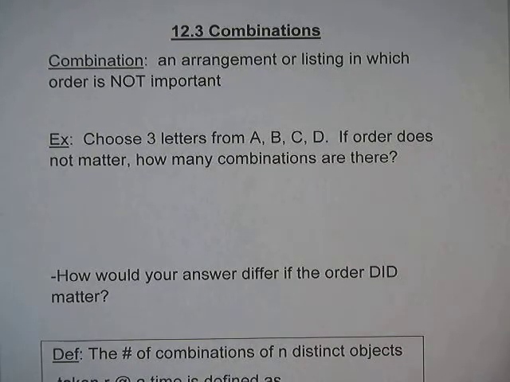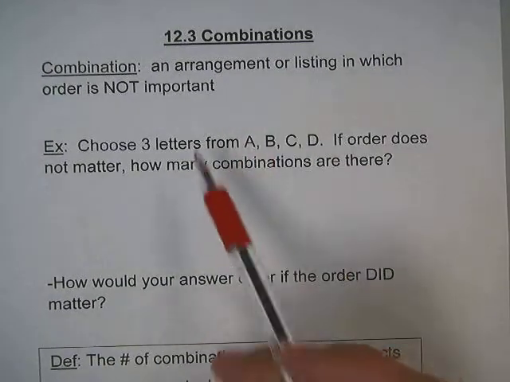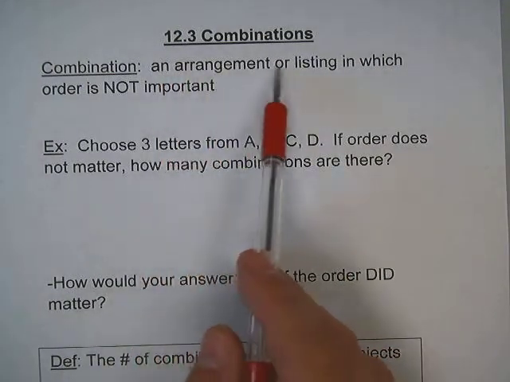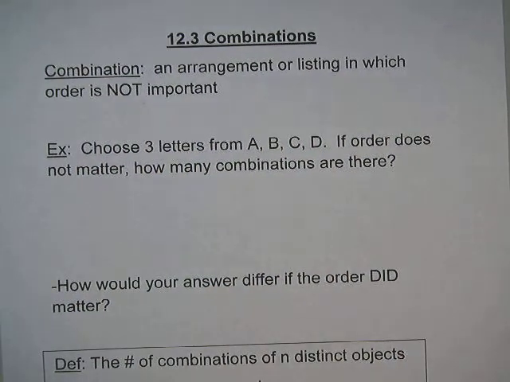So today we're going to talk about combinations. Okay, so we talked about permutations the other day, so today's combination. Now combination is similar, except it's an arrangement or listing in which order is not important. So permutation, remember, is an arrangement in which order was important.